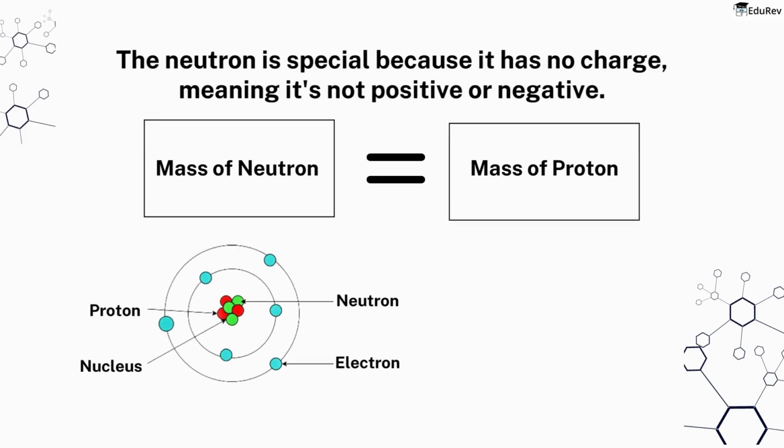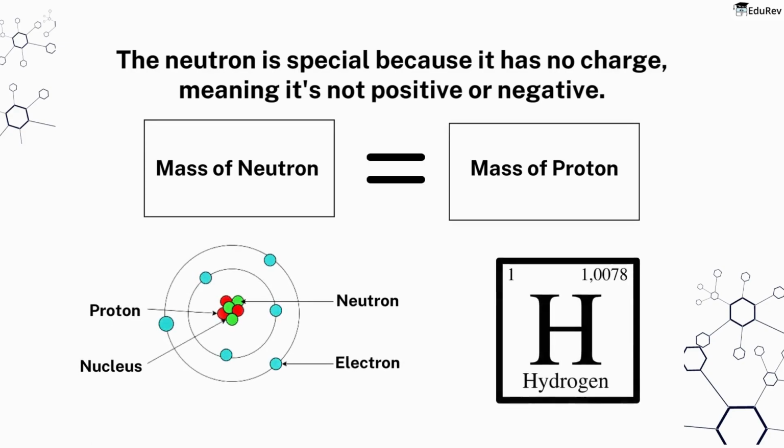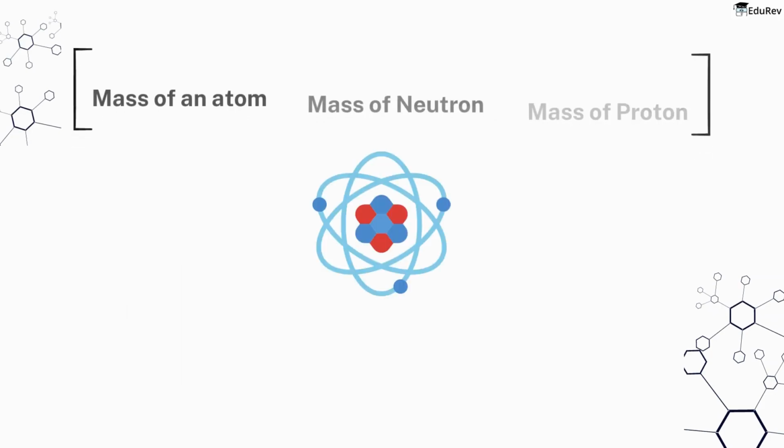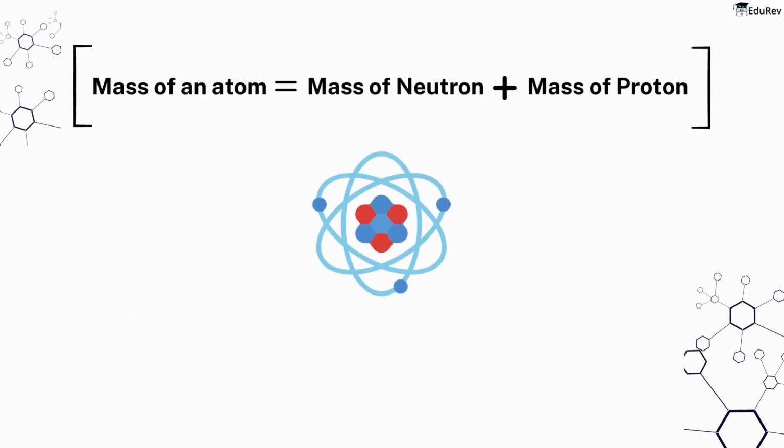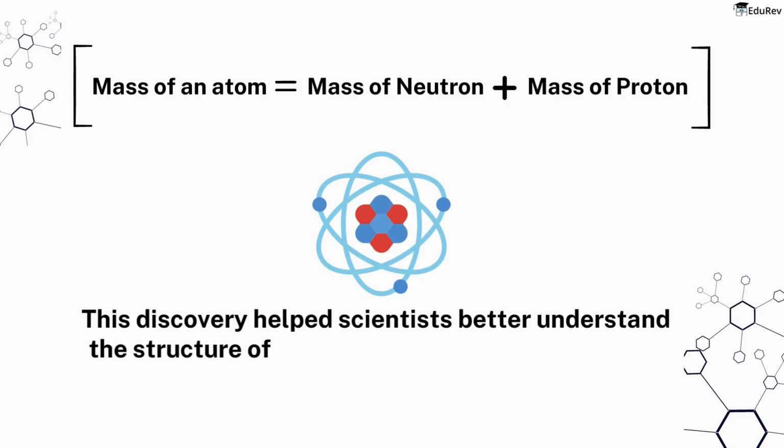All atoms have neutrons in their nucleus, except for hydrogen. The mass of an atom is determined by adding up the masses of the protons and neutrons in its nucleus. This discovery helped scientists better understand the structure of atoms and how they interact with each other.